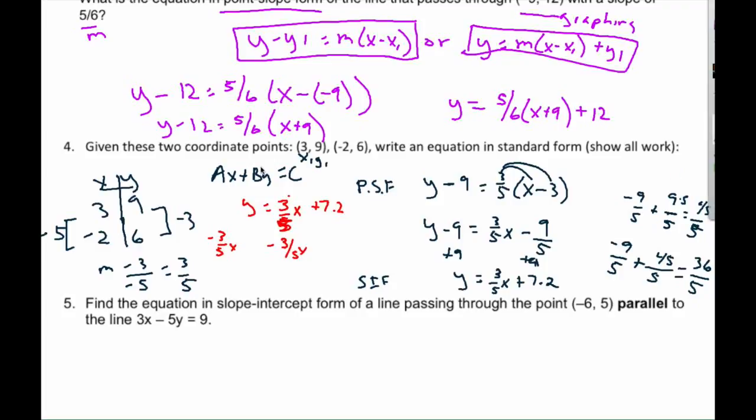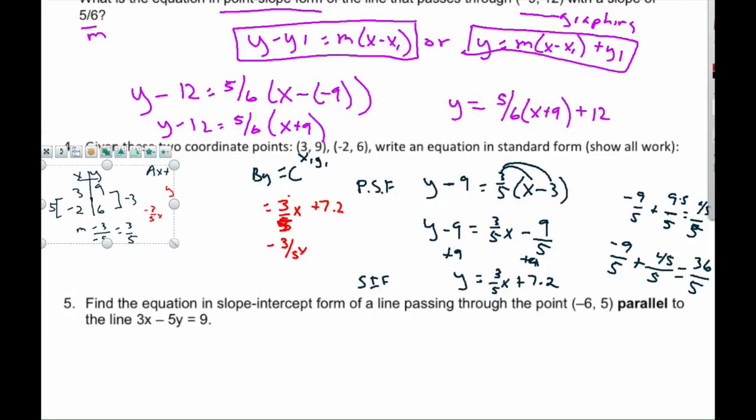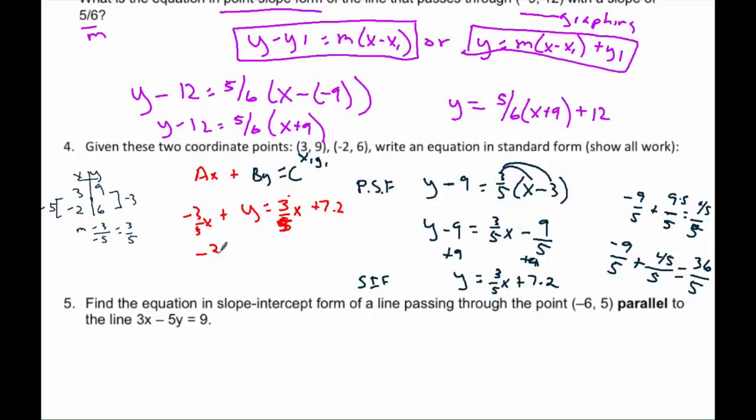Okay. I'm going to go ahead and erase. I'm not going to erase that. I'm going to make it just a little bit smaller so that you guys can still see on the screen how to find slope. Okay, so ax plus by. So I had y right here. I subtracted 3/5 x from both sides. So this is what I have. Right now I have negative 3/5 x plus y is equal to 7.2.